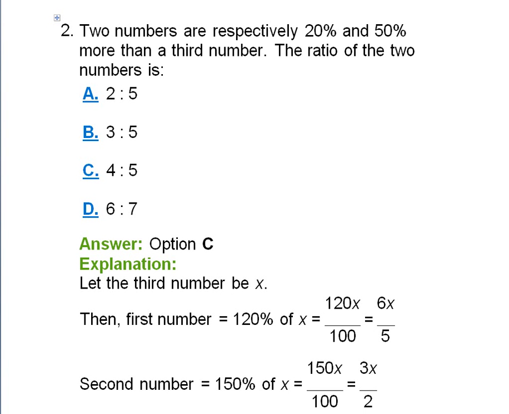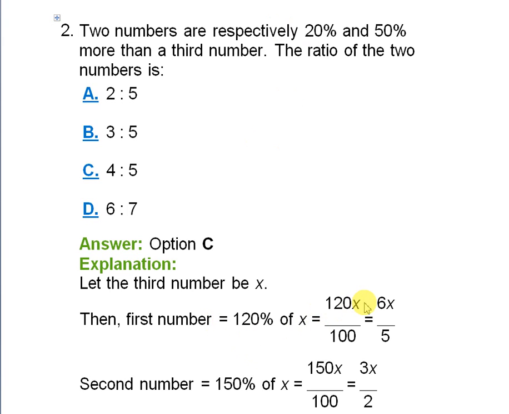Two numbers are respectively 20% and 50% more than a third number. The ratio of the two numbers is? So you will just assume that the third number is x. So the first number is 120% of x. Why? Because in total we have 100%. So if we consider that the third number is 100%, and it is already given in the question that the first and second numbers are more than the third number, you will take it as 120% of x.